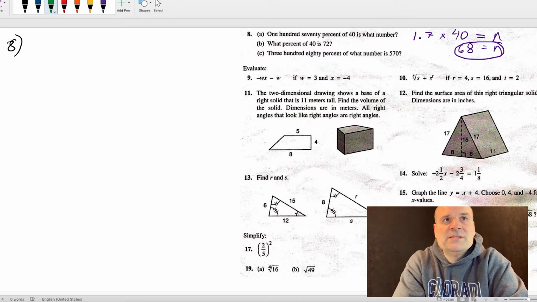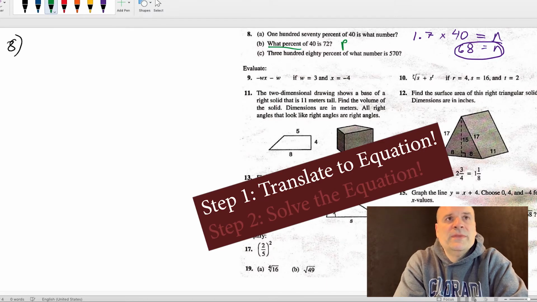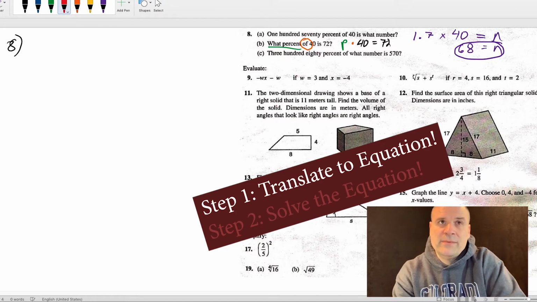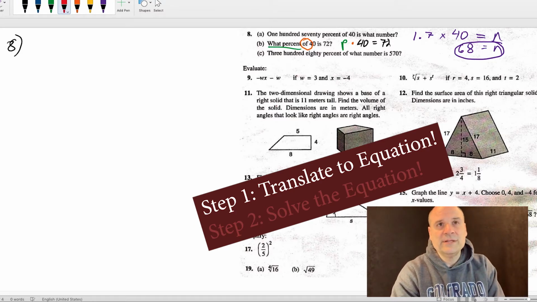All right, what percent of 40 is 72? How do you say what percent? P. How do you say of? That's times. And how do you say 40 is 72? 40 is 72. Okay. There's your equation. You'll get a half a point for that and the other half for getting this right.